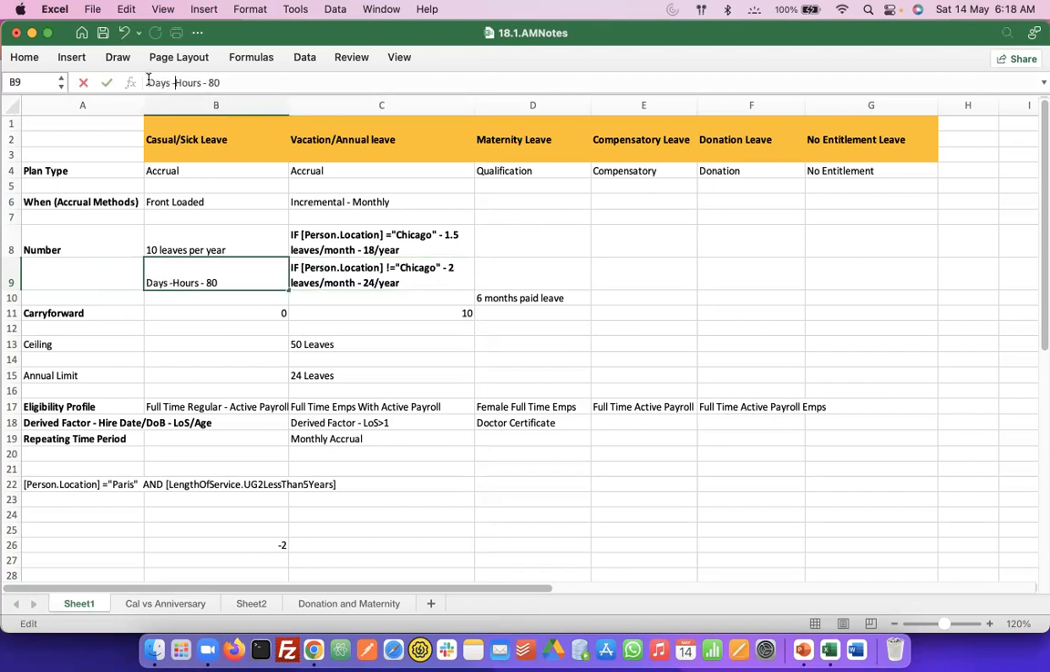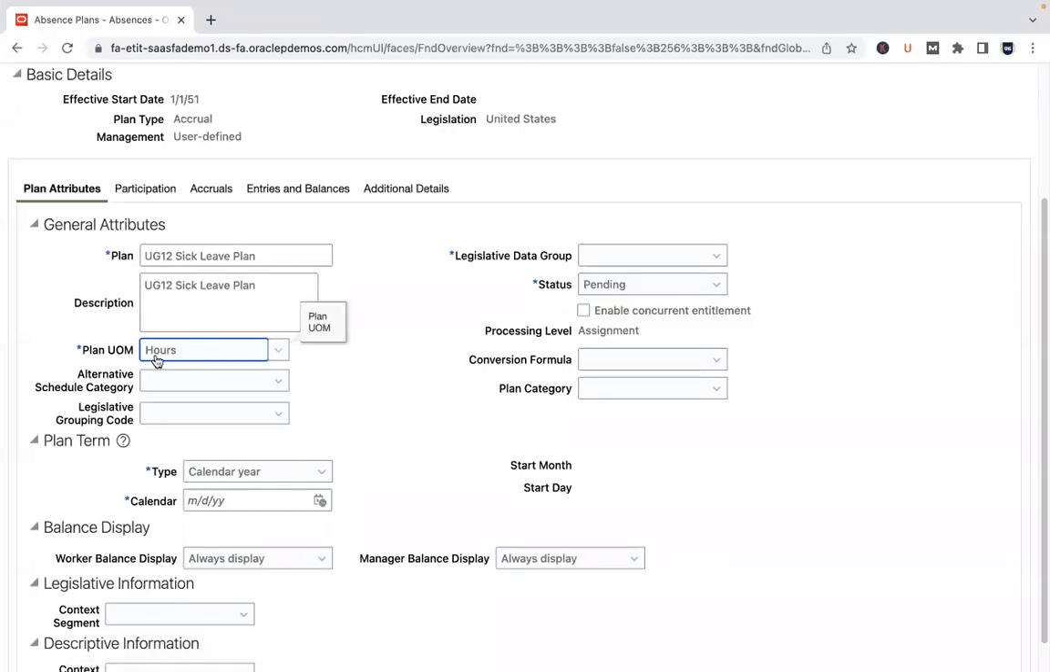If it is days, I can mention it as 10. Or if it is hours, I can mention it as 80. So depending on what exactly you want to use to measure the leaves, do you want to use hours, days, calendar days, weeks, months? You can decide what you want to use. Days means only working days, calendar days means all 7 days in a week.